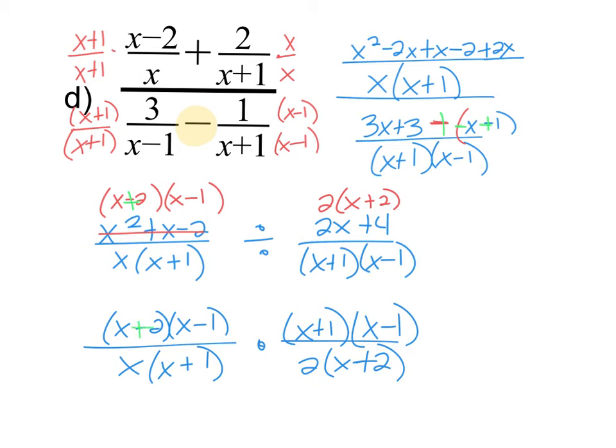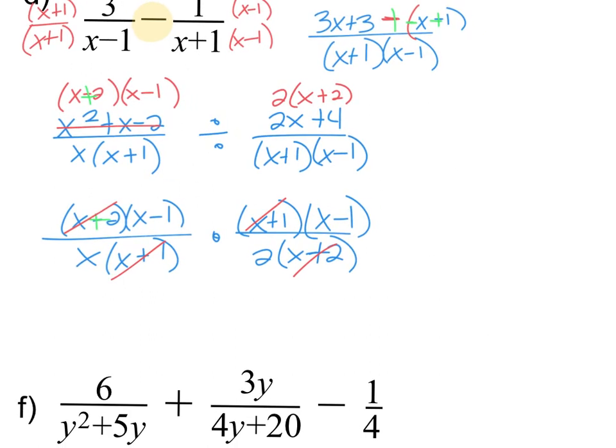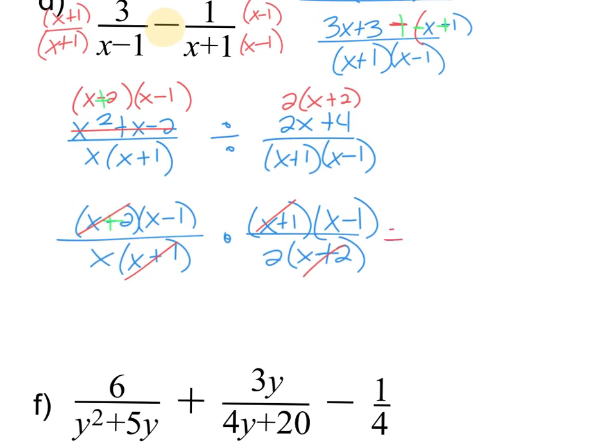All right, now I'm ready to cancel. I was like, wait a second, not enough stuff is canceling that I thought I would. So this and this cancel. This and this cancel. And so that's it, right? So it looks like our answer is going to be on top, you're going to have x minus 1 times x minus 1, or you could write x minus 1 squared, or you could FOIL it out. I'm just going to leave it like that, over 2x. And that's your answer.